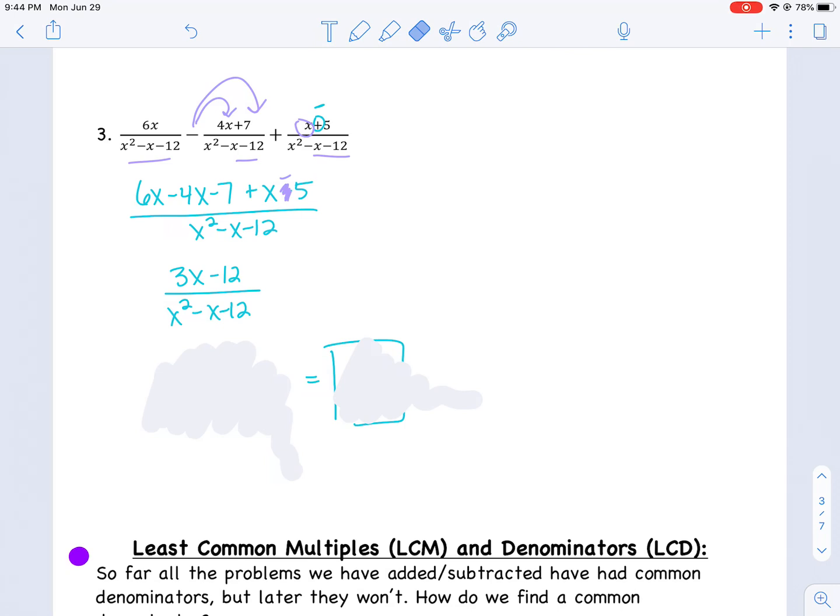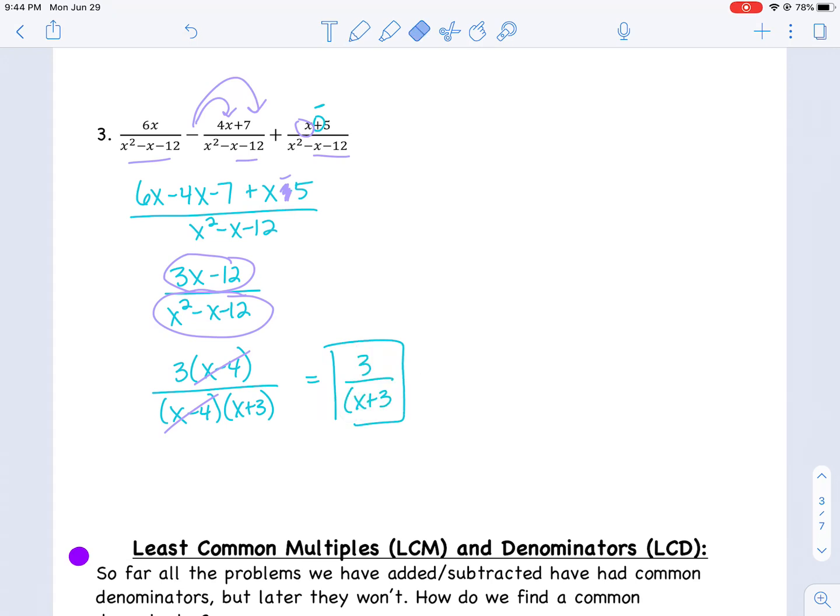Now be careful. I almost want to reduce those 12s, but I can't. Remember, they're connected with a plus or minus sign. The only thing I can try to do is factor the numerator, factor the denominator, and see if there's any GCF in both. All right, it looks like the numerator can be factored with a GCF. I can take out a 3, leaving me with an x minus 4. The denominator is a basic factor, so I can factor that into an x minus 4 and an x plus 3. Ooh, they have a common factor, so I can reduce an x minus 4 from the top and the bottom. That leaves me with a 3 over x plus 3.